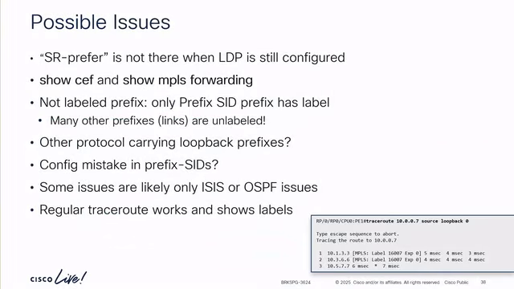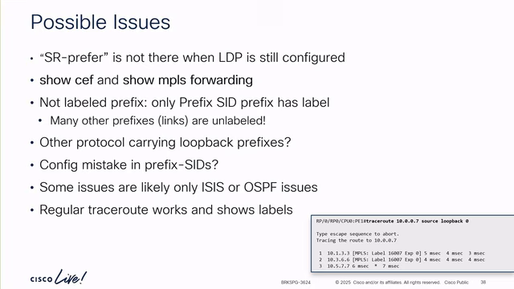Some possible issues when you're deploying SR-MPLS. You know that when you go from the LDP world to the SR world, you can actually run both of them together. Only one should be active. By default, it's the LDP because it's the oldest one. There is a command under ISIS or OSPF, SR prefer, and when you configure this, you switch over to the forwarding based on SR-MPLS labels. So that's something to watch out for.